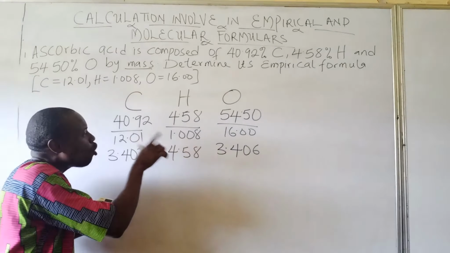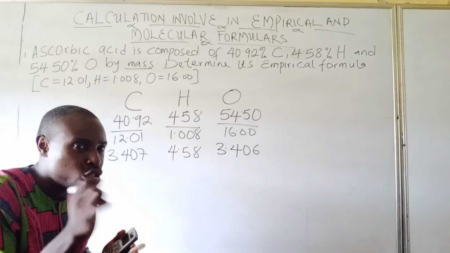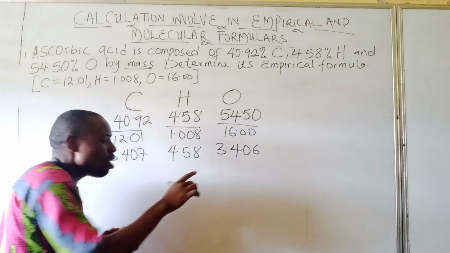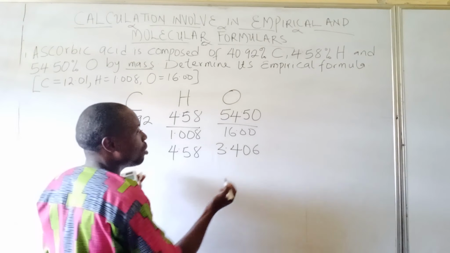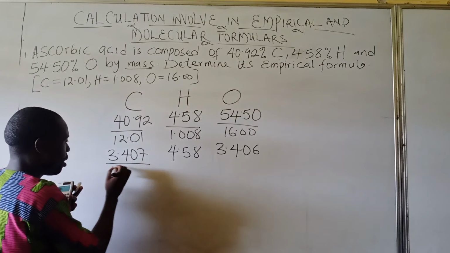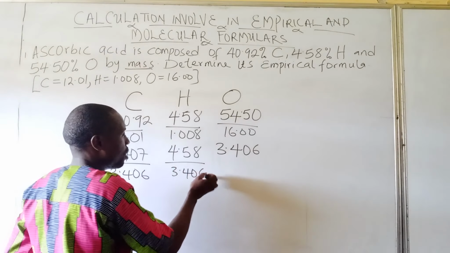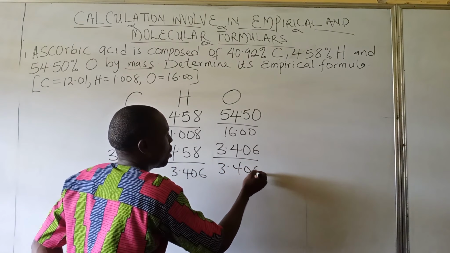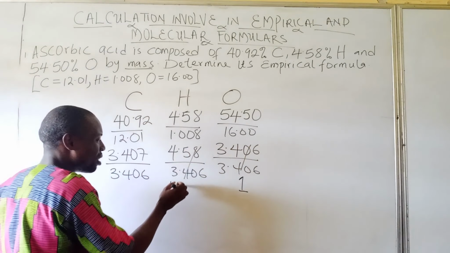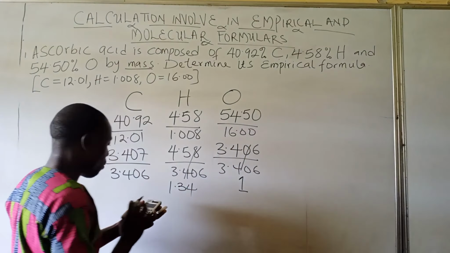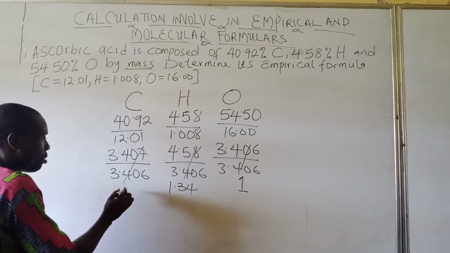You have to divide each of them, take note, by the smallest mole ratio. When you divide all through by the smallest mole ratio, if you look at what you have here, the smallest mole ratio is that of oxygen, which is 3.406. So we divide each by 3.406. Carbon will give me 1. Hydrogen will give me 1.34, if I'm not mistaken. And oxygen should give me 1 still.